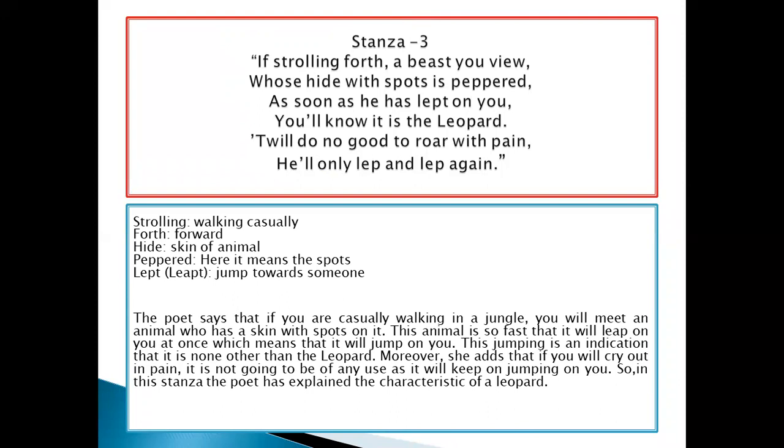Strolling forth means walking casually. The poet says that if you are casually walking in a jungle, you will meet an animal whose skin is peppered, which here means it has spots on it. As soon as he leapt on you. Leapt is a misspelling; it is not the normal spelling, so it is a poetic license here. Leapt means jumped on you. The poet says the animal is so fast that it will leap on you at once. This jumping is an indication that it is none other than the leopard.